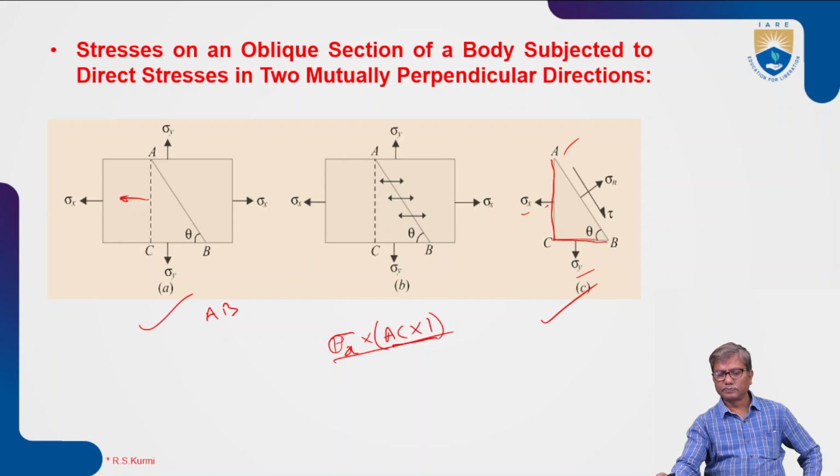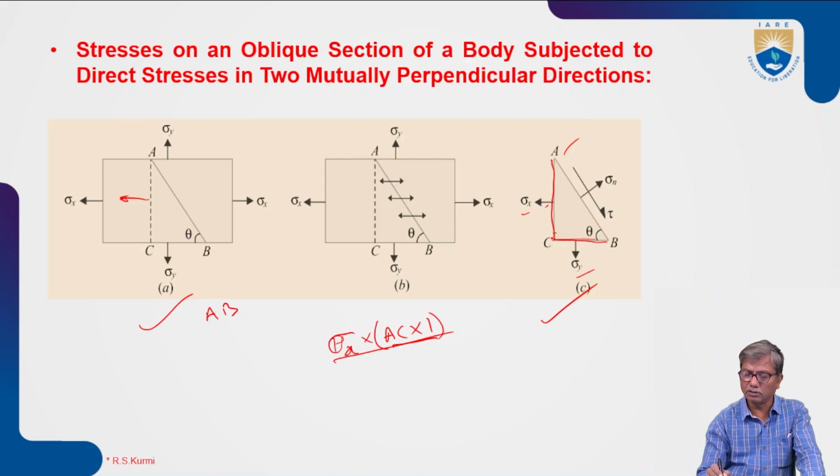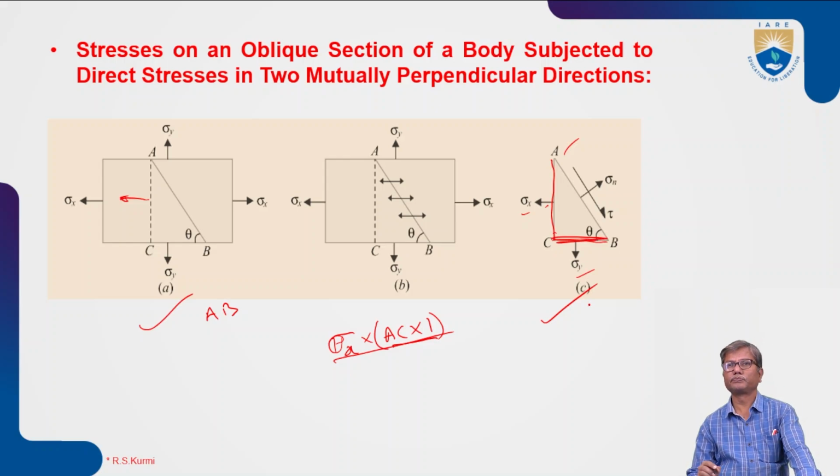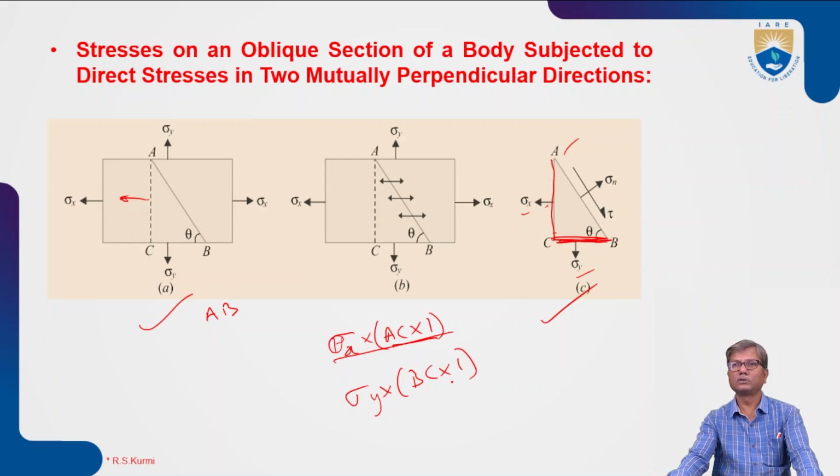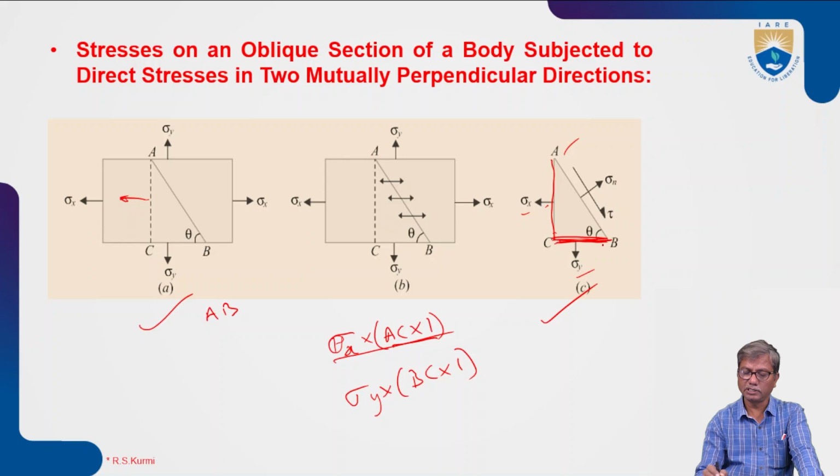Now the force acting on BC is sigma y into the area of the face BC, which is BC into 1. So the force acting on the face BC is sigma y into BC into 1.